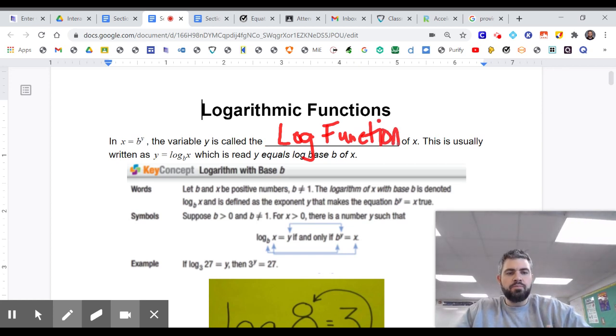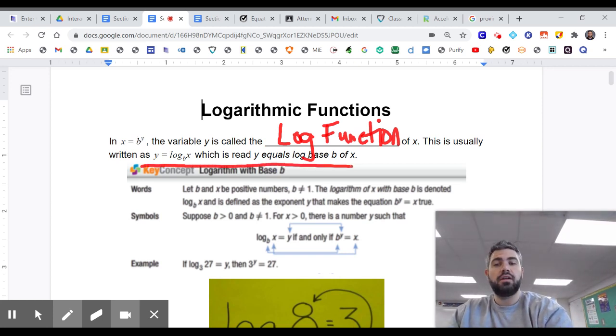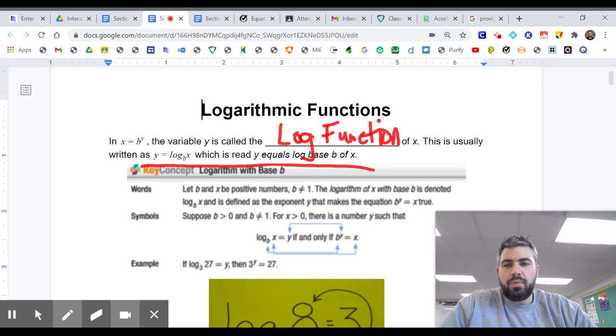It's when you have x equals b to some y power, okay? And we write it as this right here: y equals log base b of x. That's how we read it. So y equals log base b of x.